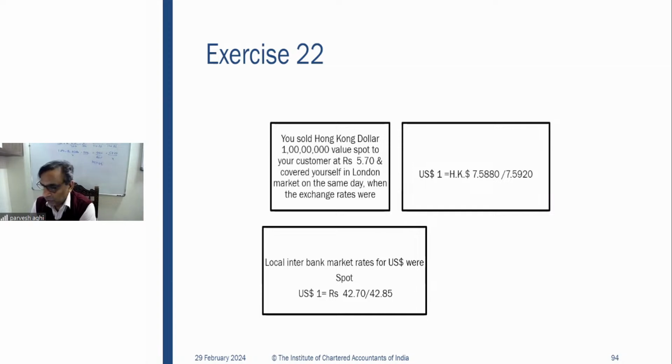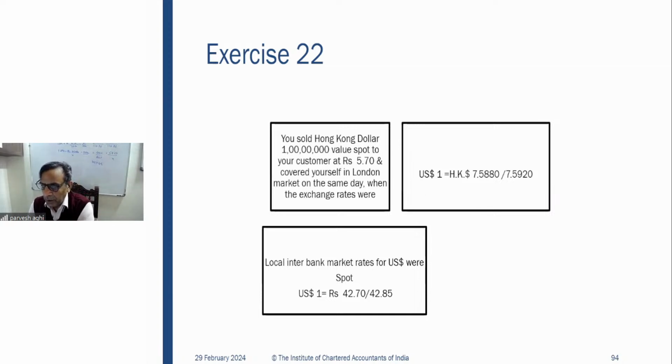Now, please understand this, as it will settle everything in your mind. The bank, on one hand, is selling. On the other hand, they're covering the same transaction in the interbank market so that they don't have any exposure to the Hong Kong dollar. Rather, they would be making a profit by selling to you at a higher rate and buying in the interbank market at a lower rate.